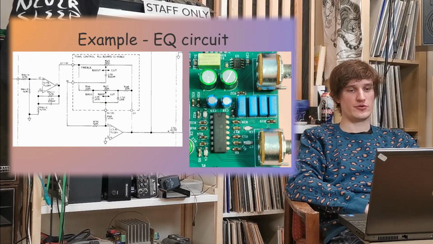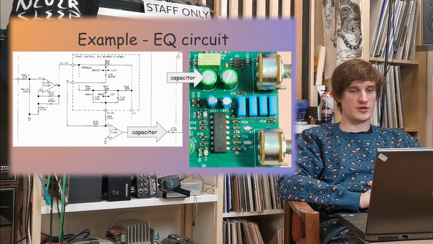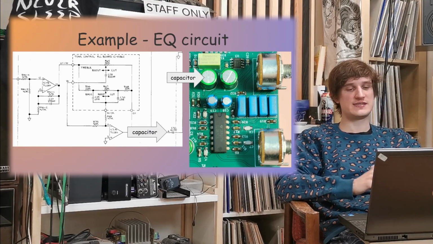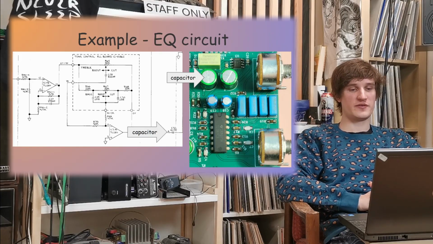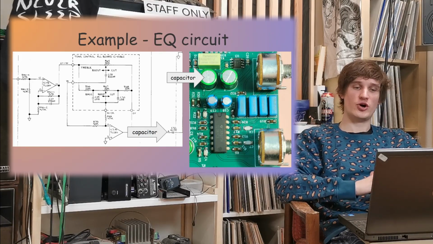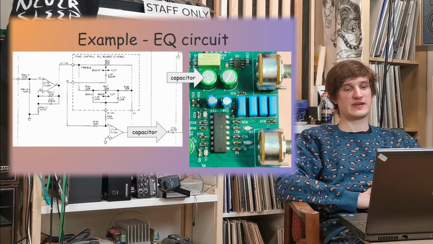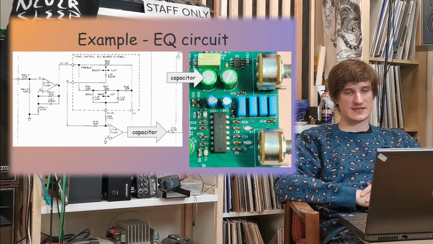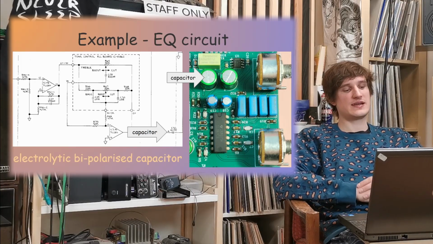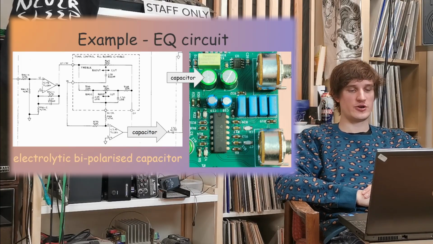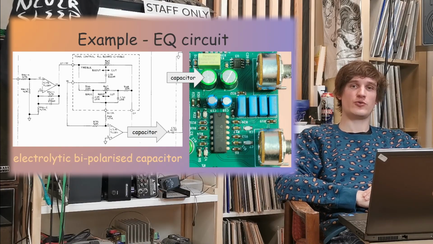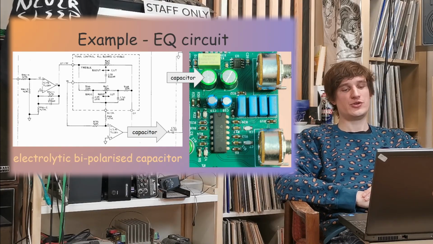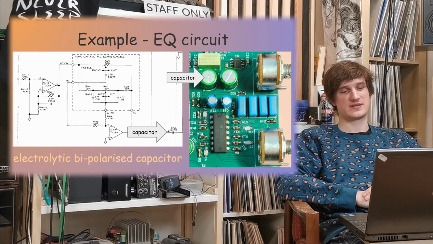Another capacitor I want to show you here is a capacitor used for DC coupling. The role of the capacitor here is not filtering. The role of this capacitor is to block DC from entering the next stage, to keep the DC level near zero. And here I use an electrolytic bipolarized capacitor, in contrast to the original array, because the original array uses just regular polarized capacitors.